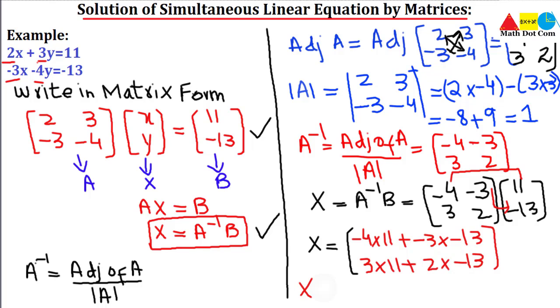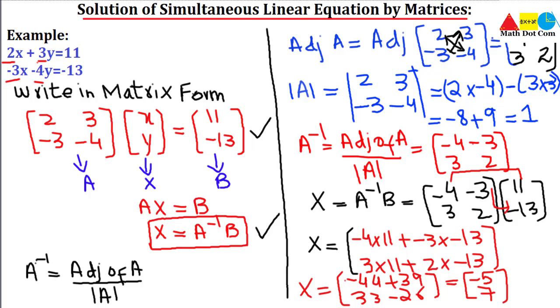So X equals minus 44 plus 39 and 33 minus 26. The answer will be minus 5, and 33 minus 26 is 7. So this is the value of x and y, the unknowns, basically the solution of these two linear equations. This is how you can find the solution of linear systems by using matrices.